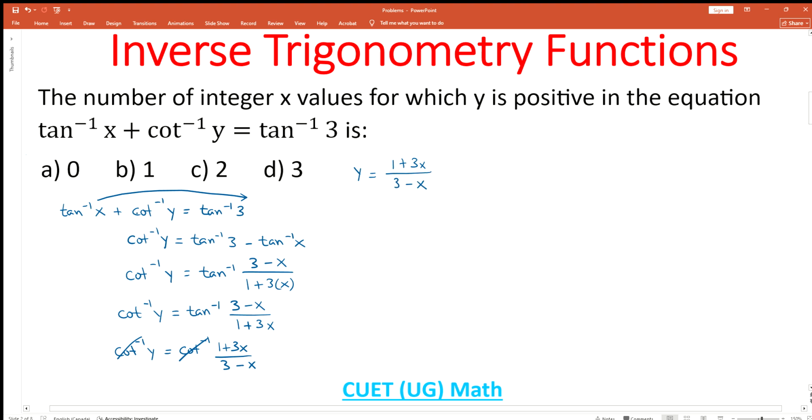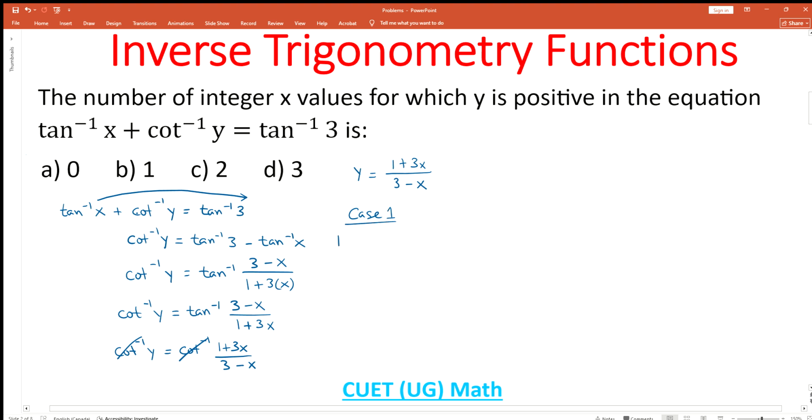We have to use this equation to find the number of integer x values for which y is positive. As per this step, y is equal to (1 plus 3x) over (3 minus x). Y will be positive if both numerator and denominator expressions have a positive value or both numerator and denominator expressions have a negative value. So we have to analyze both cases. Let's start with the first case.